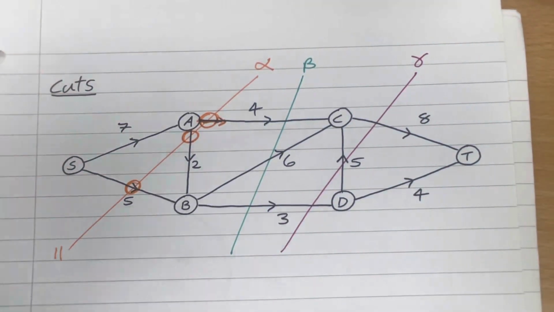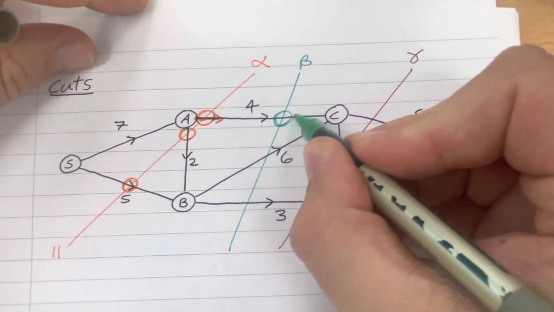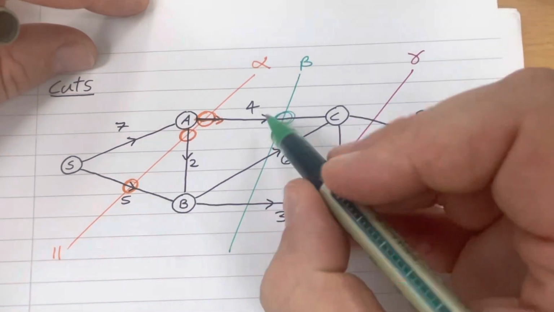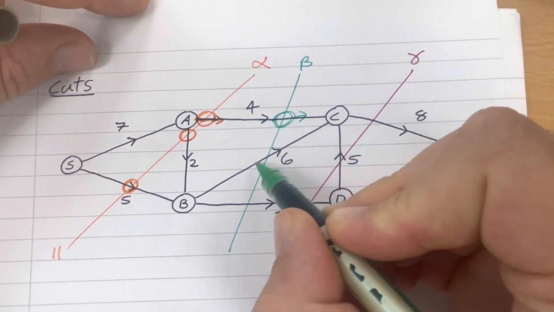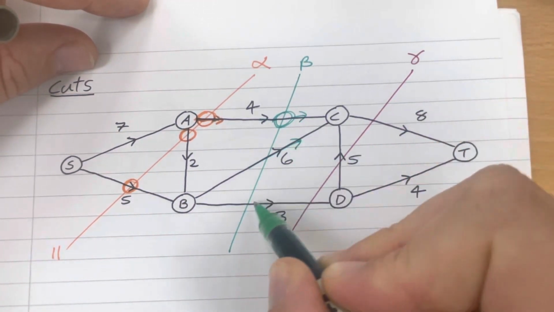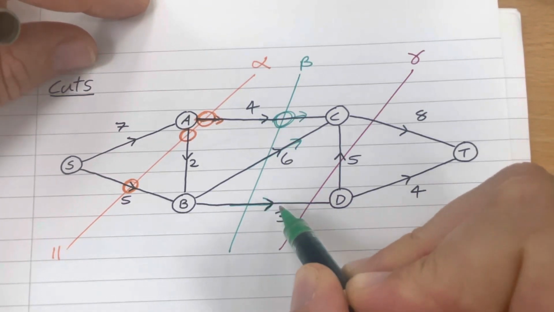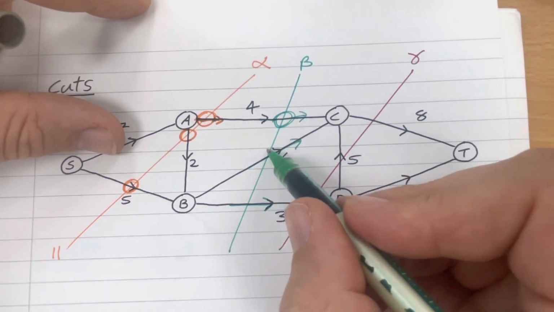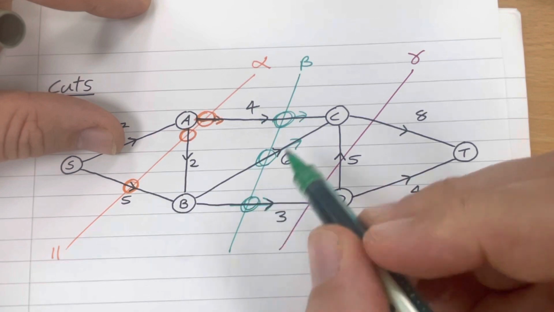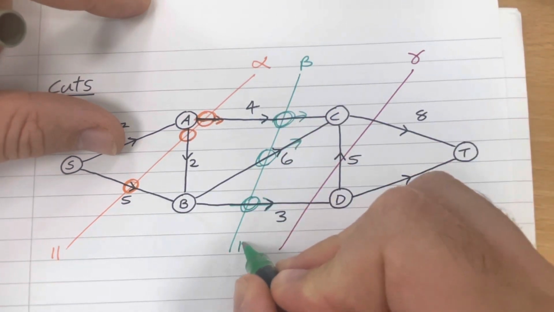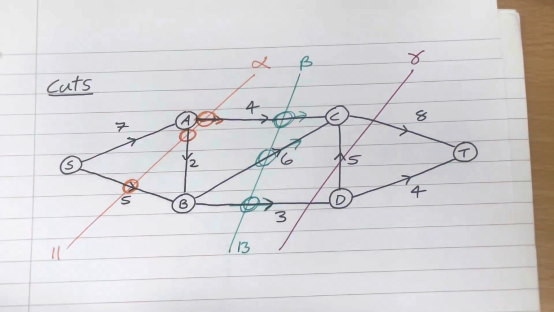With the beta cut, again, this one here goes from source side to sink side because the arrow is going that way. This one's going from source side to sink side, and this one's going from source side to sink side. So we include all 3 of those in our cut calculation. So that's going to be a cut of 13, so 4 plus 6 plus 3.